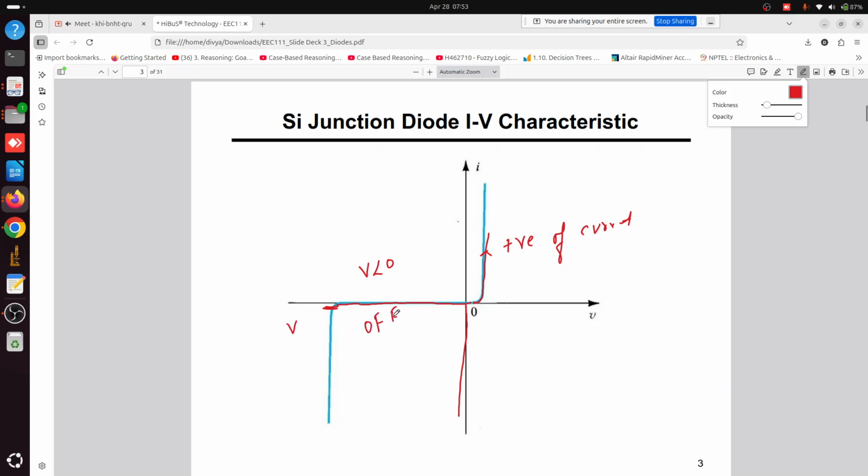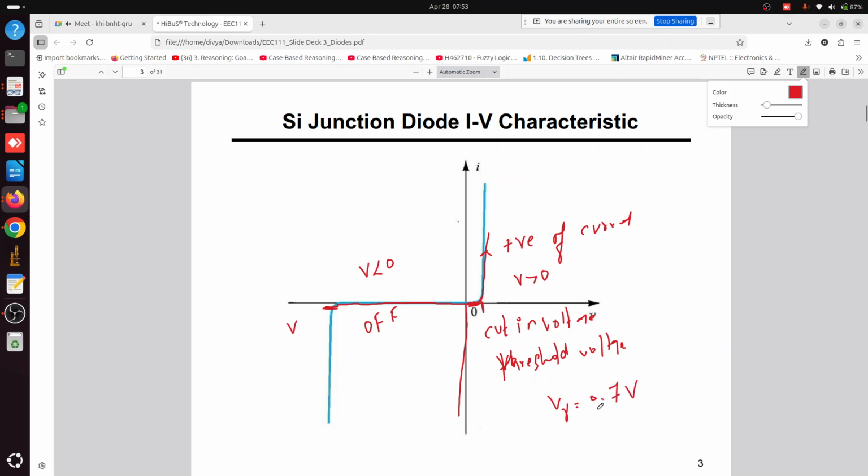Now here, this case is for voltage greater than zero. Initially current was very small, then current increases very rapidly. This point is called the cut-in voltage, also called the threshold voltage, the point where current is going to increase rapidly. Generally for a silicon diode, the cut-in voltage is 0.7 volts.